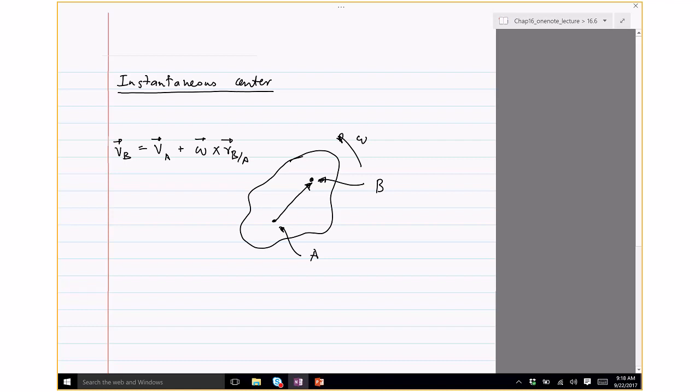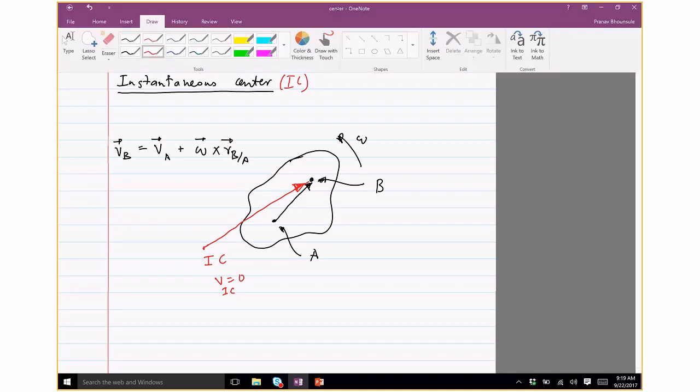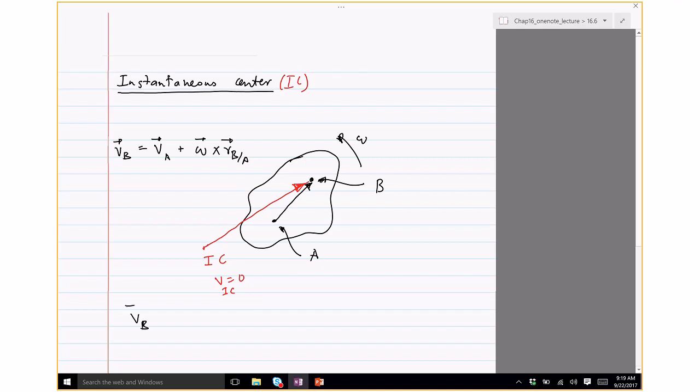So there is a point, it could be outside the body, which has a velocity of 0. That point is called the instantaneous center. So this is IC. Velocity of B is zero plus omega cross R B with respect to IC.